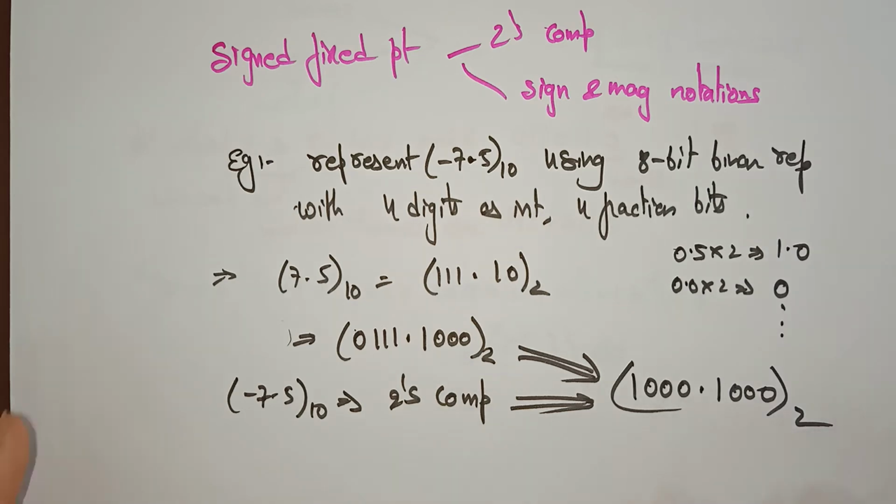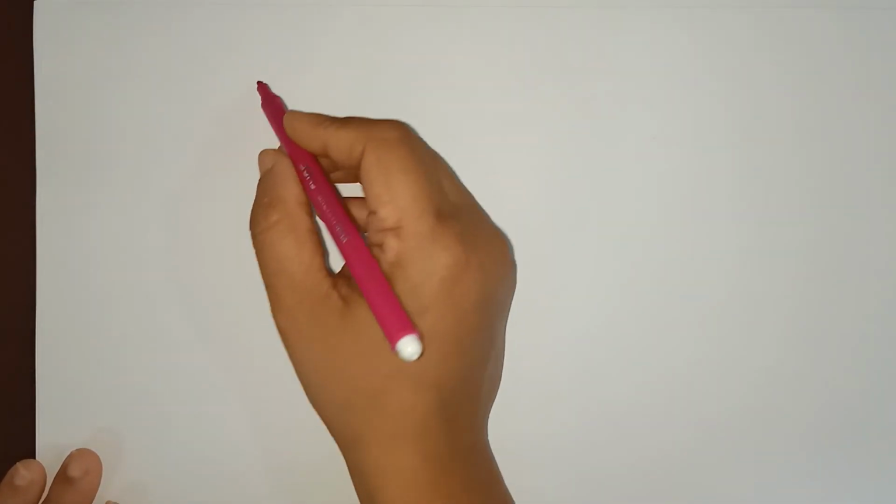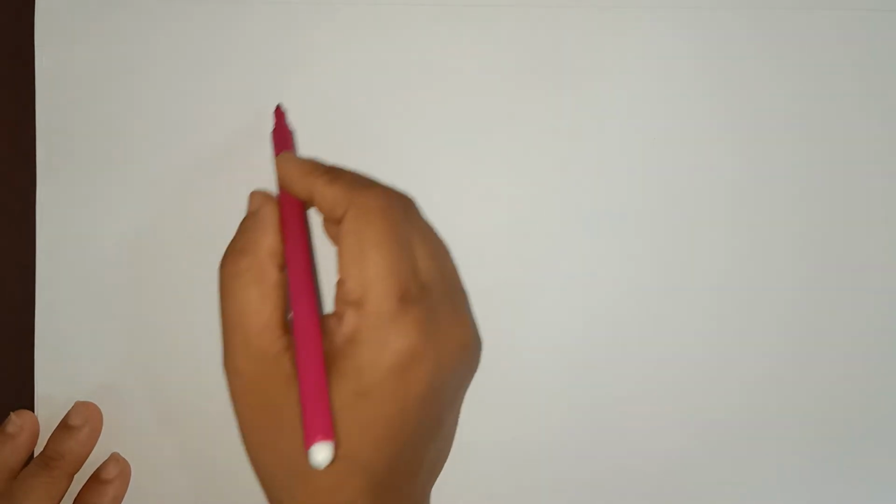Okay, so this is the fixed point. Now let's have a look at floating point also. Let me continue here only, so that we will discuss the arithmetic pipeline design, that is addition, subtraction and multiplication in arithmetic pipeline design, in the next video.